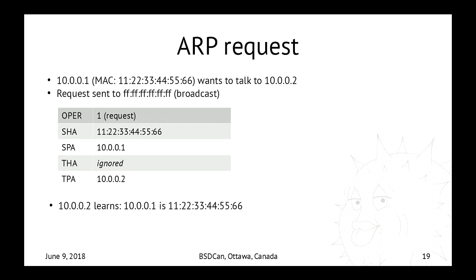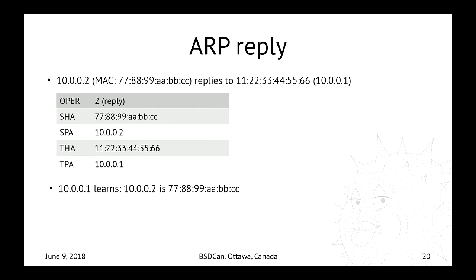From this request, the target system, the one being asked, learns that 10.0.0.1 is at the MAC address the request is coming from. And it needs to learn that, obviously, to reply. So 10.0.0.2, on top of learning this mapping, replies to the requesting MAC address.